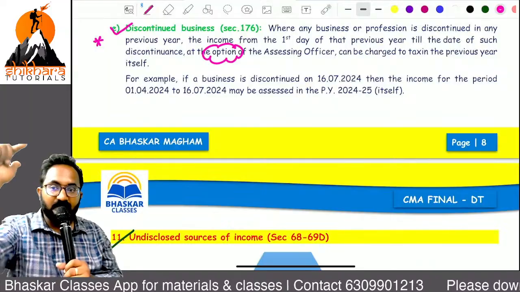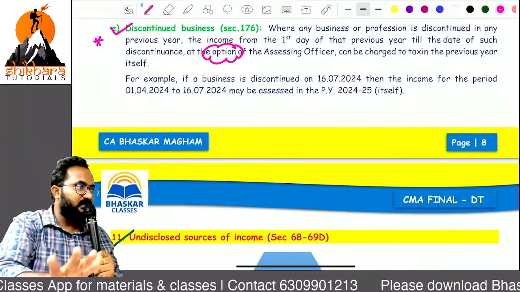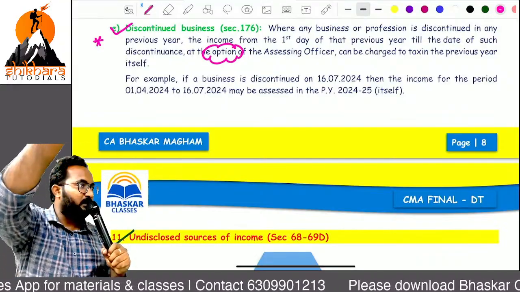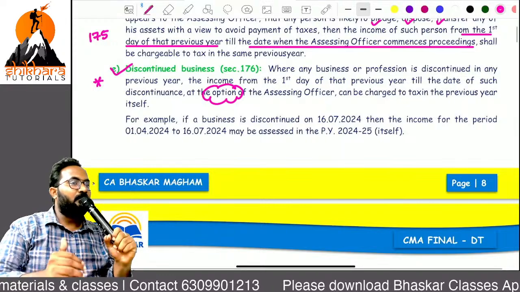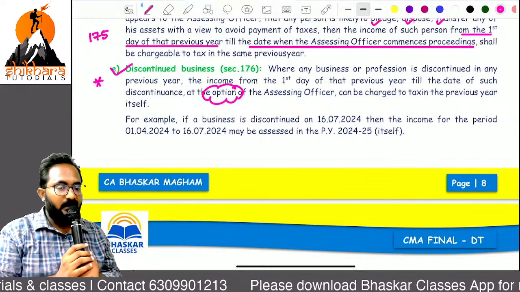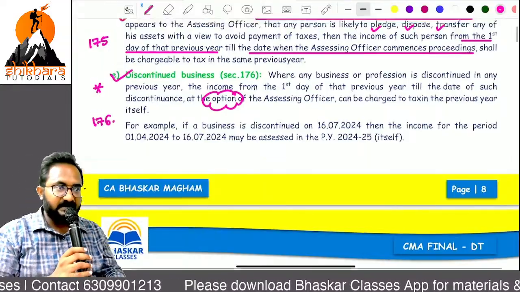What are the first 4 cases? Definitely the income of the previous year will be taxed in the previous year only. The last case is at the option of the AO. What is that last case? Discontinued businesses. So shall we read the headings again?